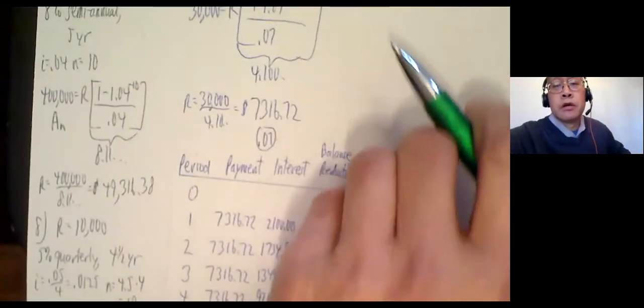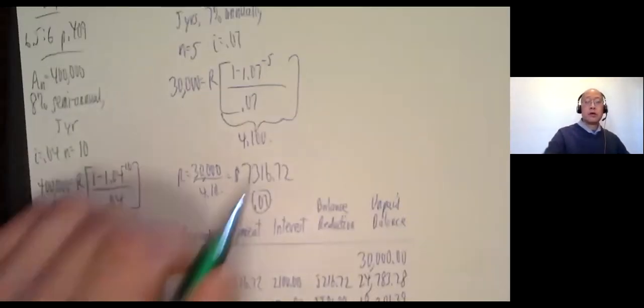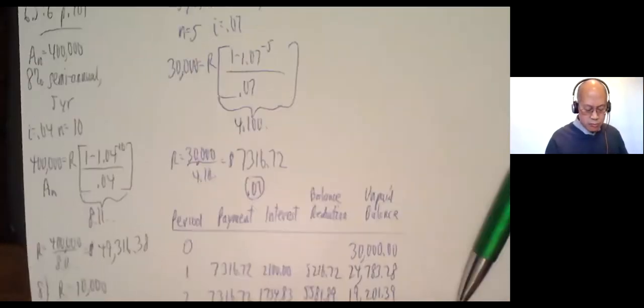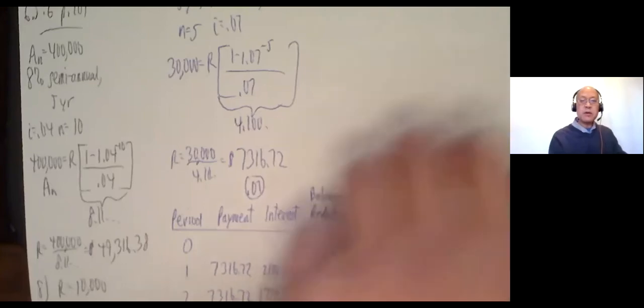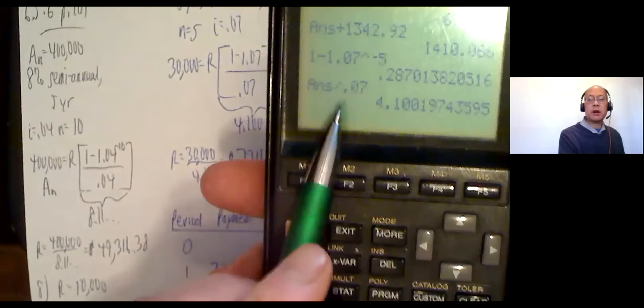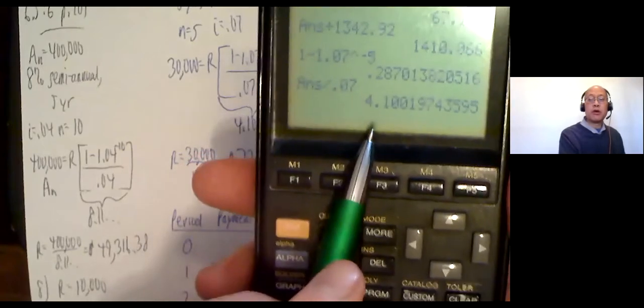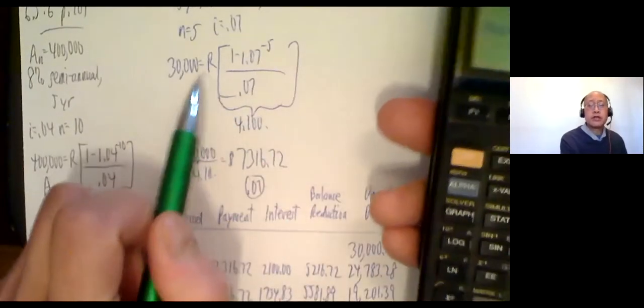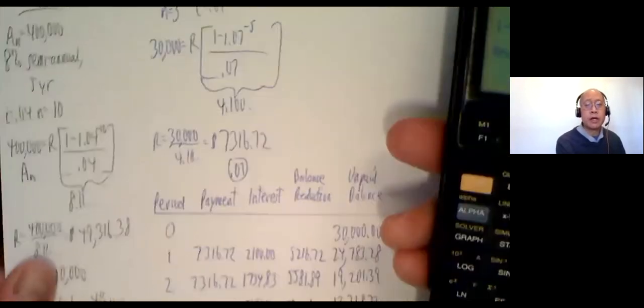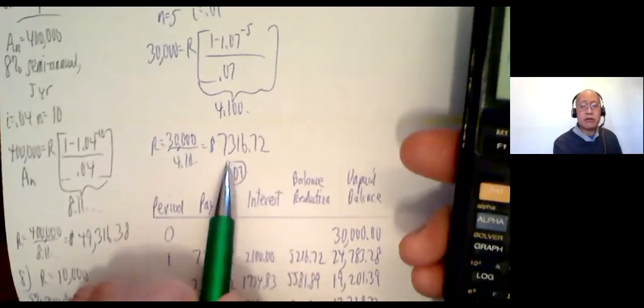Okay, I think I'll actually go ahead and show you this particular one. So 1 minus 1.07 to the negative 5, and then divided by 0.07. That gives 4.1000. So it's 30,000 equals R times 4.1. So divide both sides by 4.1, but don't round it off, to get the greatest accuracy.